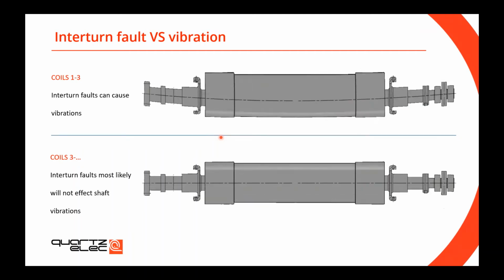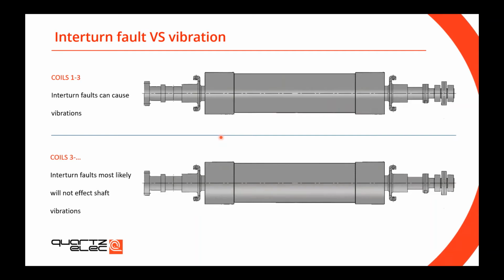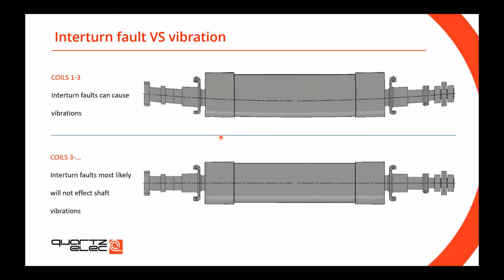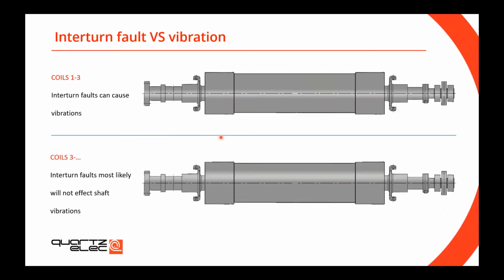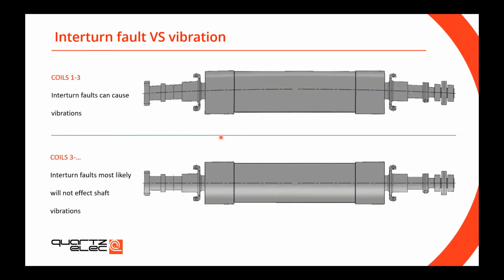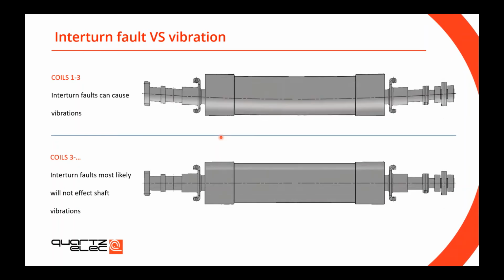If, however, you have an interturn fault on the longer coils, so say 3, 4, 5, 6, up to 9, then most likely you won't see any effect on the vibration. And I think thanks to that little picture, you are now fully aware of the difference and the influence of interturn fault on vibration. All right, very good, very well.